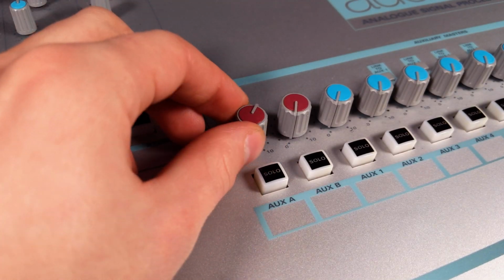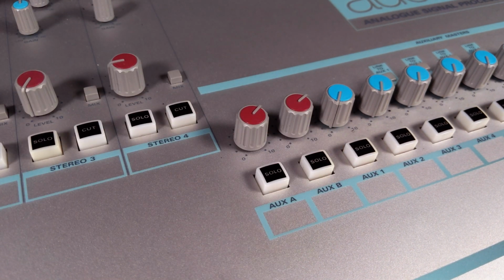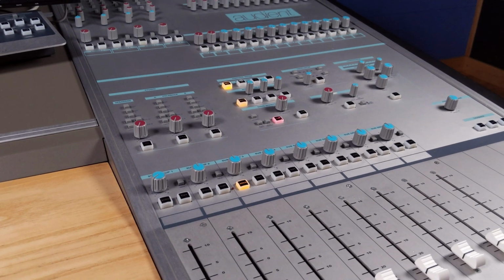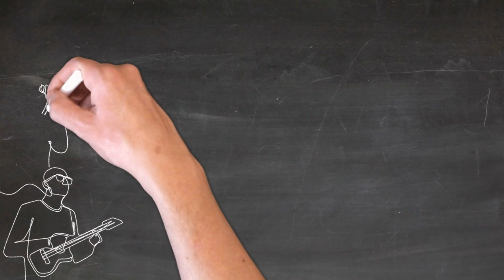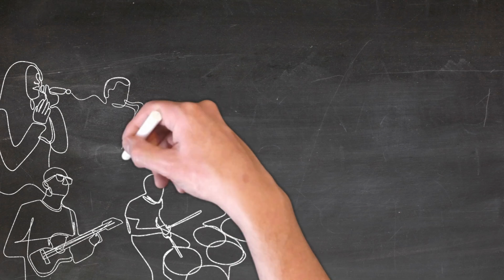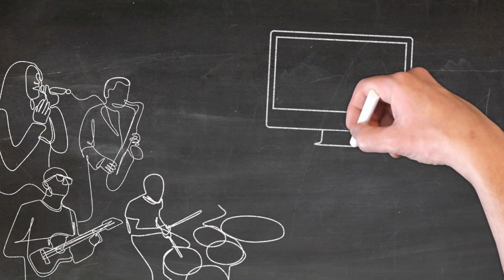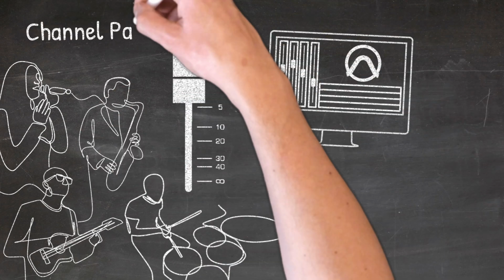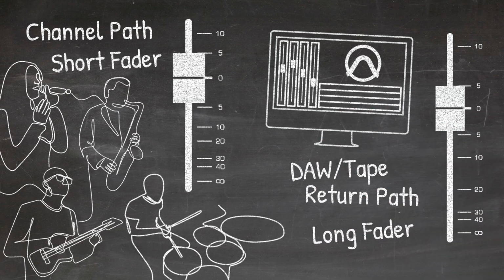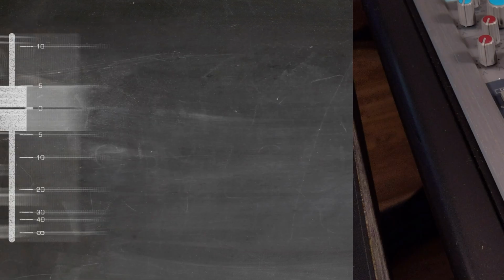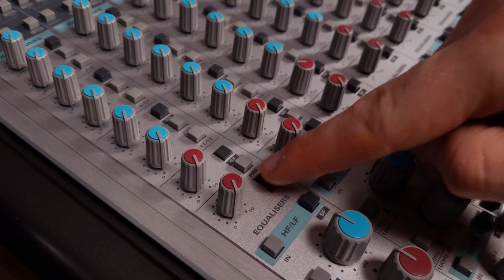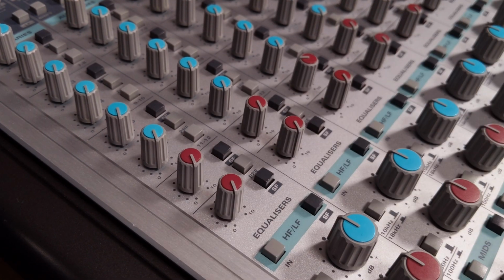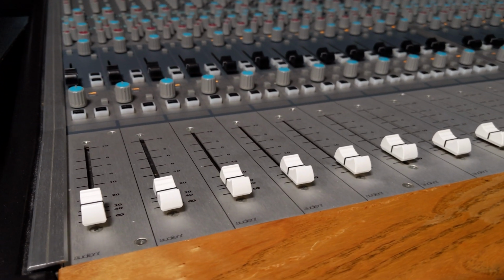Turn up the auxiliary masters for both aux A and aux B. These are located on the master section of the console. Depending on if the signal you want to send is coming from a live microphone in the studio or playback from the DAW, you'll be choosing either the short fader or long fader as the source for your auxiliary send. To select the short fader signal, engage the SF button. If the SF button is not engaged, the signal will come from the long fader.